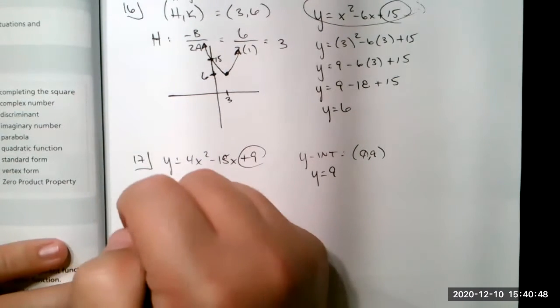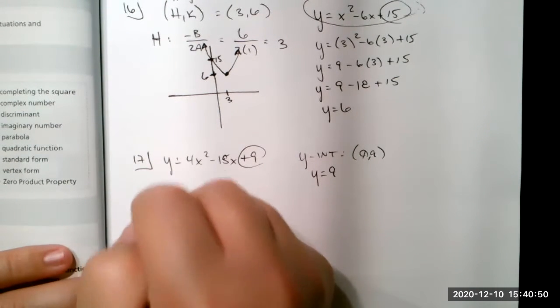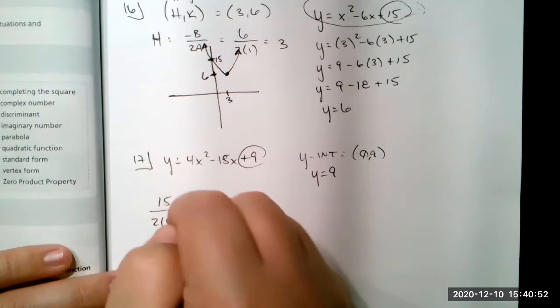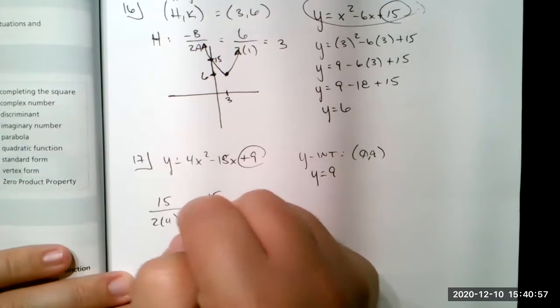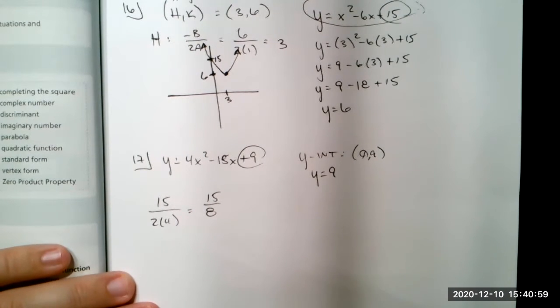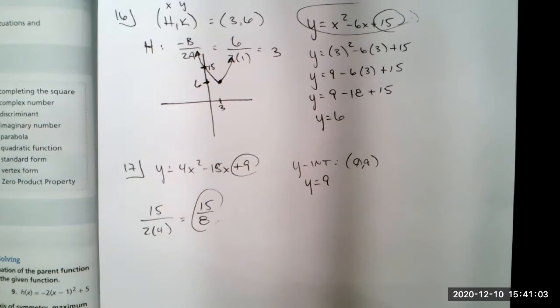Then my formula for my vertex, opposite of b over 2 times a. 15 divided by 8. I don't think that can be reduced down at all, so it's just going to be 15/8 for my vertex. That's pretty nasty. Let me make sure that that's correct.